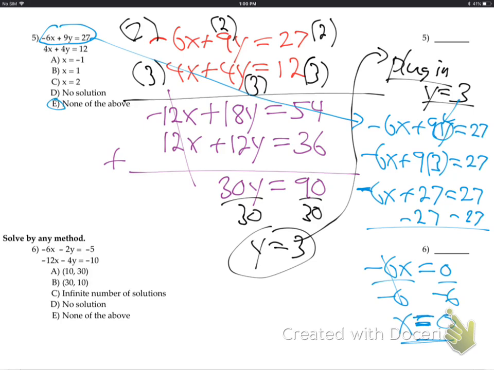Is that making sense? Probably do one more. You guys want to see number 6? I figured it out, but I figured I'd try multiplying by -4 instead.